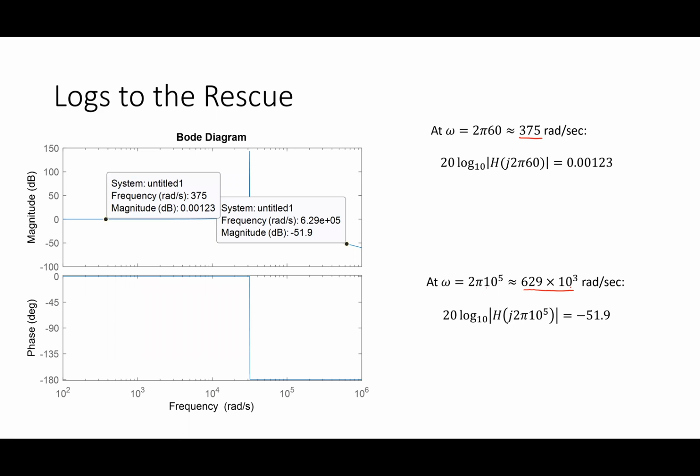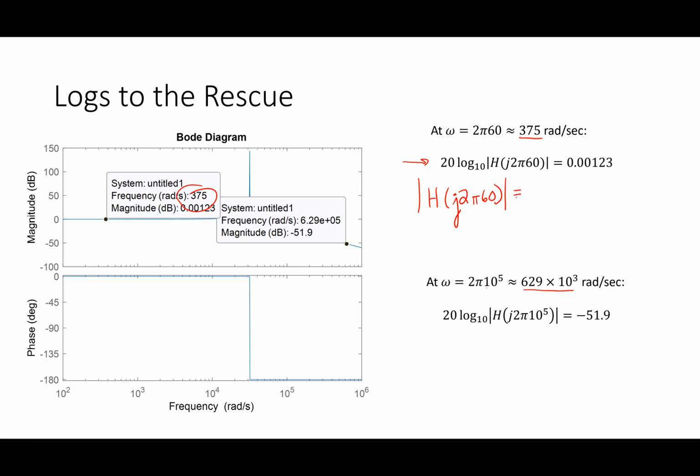So what I do is I look at this chart and I say, well, what's the magnitude at those points? Here's my 60 hertz right here. And what it says is the magnitude is 0.00123. So I say 20 times the log of the magnitude at that frequency is equal to 0.00123. So how do I figure out the actual value of the magnitude at that point?